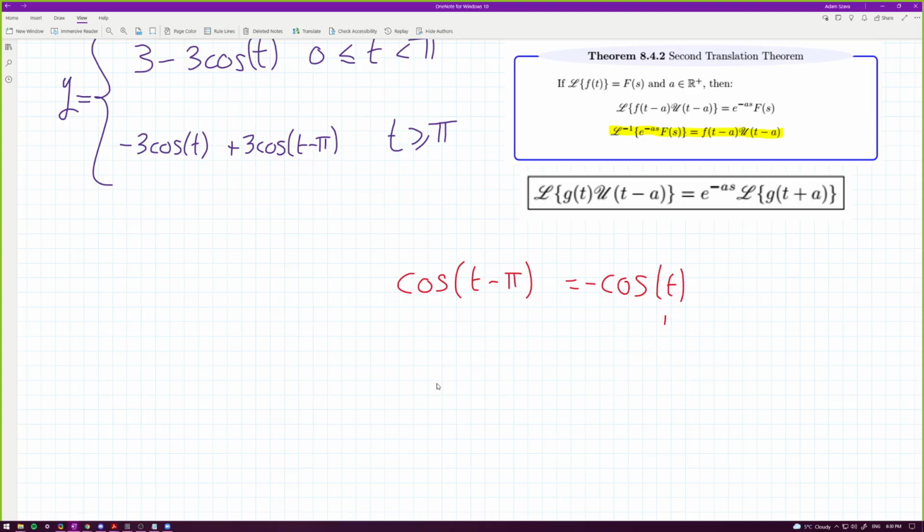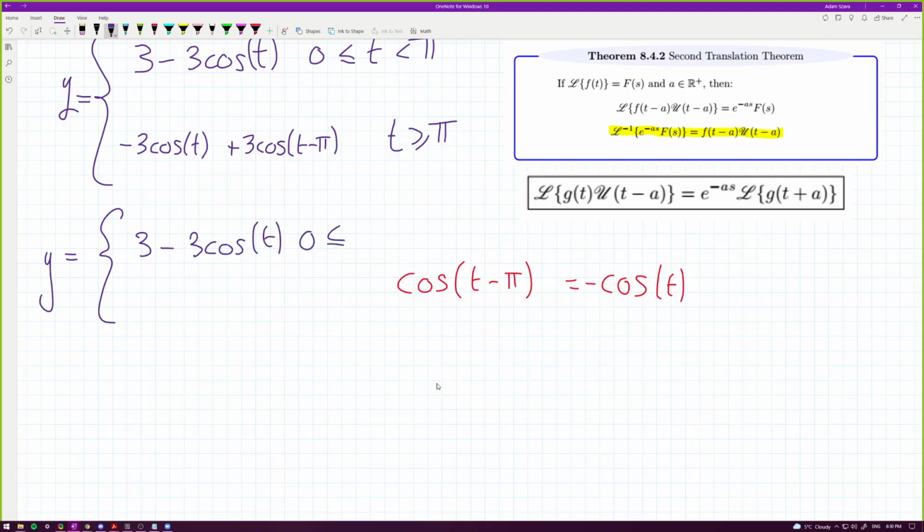So since that's true, this is going to end up being y equals 3 minus 3 cos t, and then pi, so negative 3 cos t minus 3 cos t, right? Because that turns into minus cos. It would just be minus 6 cos t. All right, and we can just use that there. Perfect. Good point.